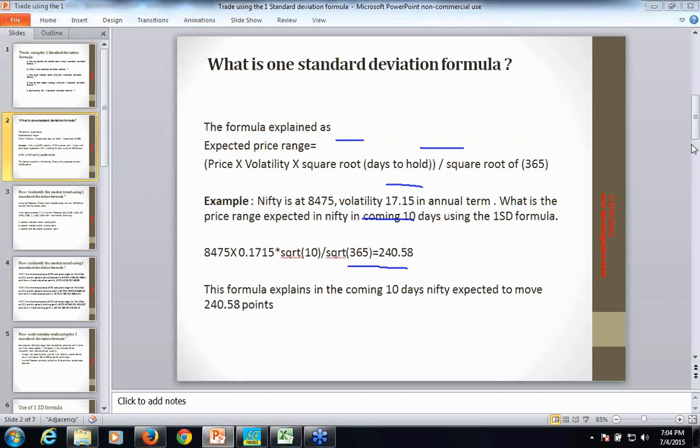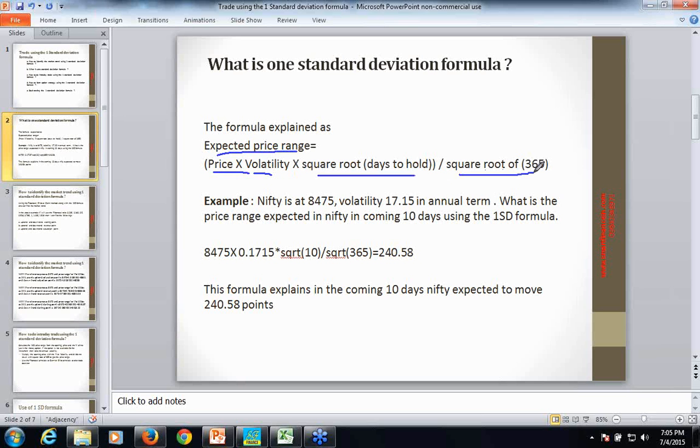So in this formula, the expected price range of any instrument is derived from this rule: price multiplied by the volatility, multiplied by the square root of the days you need to hold that instrument, the entire thing divided by the square root of 365. This is called your one standard deviation formula.